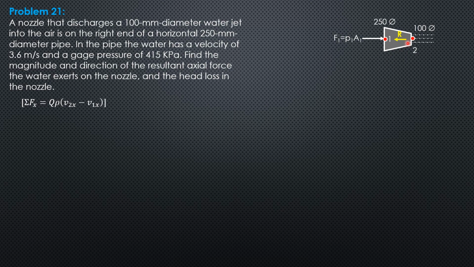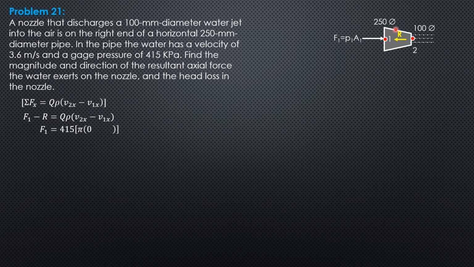So the equation would be, this R here is the force that will hold the nozzle in place so that it will not be held in place. Then the resultant axial force the water exerts on the nozzle would be equal and opposite to this if R is positive. So the equation would be F1 minus R equals Q rho quantity V2x minus V1x, where F1 equals pressure at section 1 times area 1.